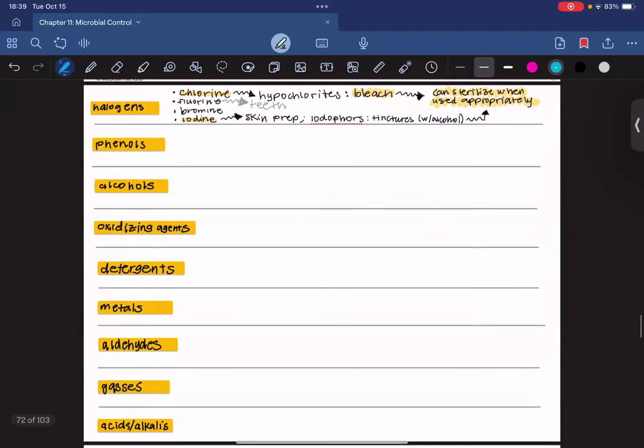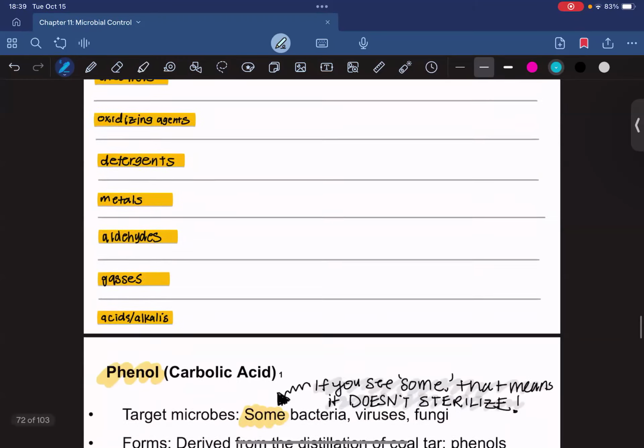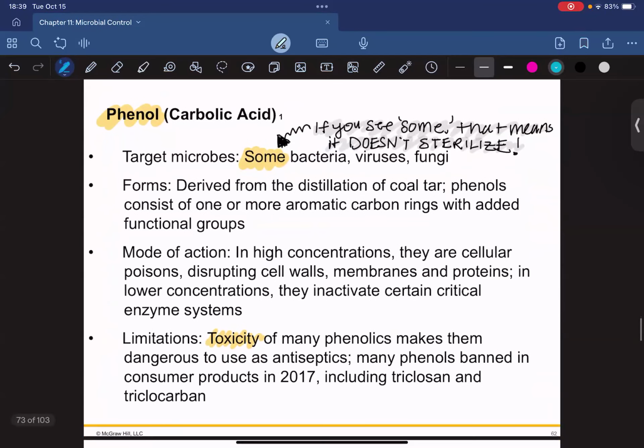So here we go. Here's my notes so far. The chlorine with the hypochlorites, which is bleach, and it can sterilize if you use it correctly. I made a little note about fluorine, but it's not on our study sheet. And the iodine. Cool. Next is phenol.